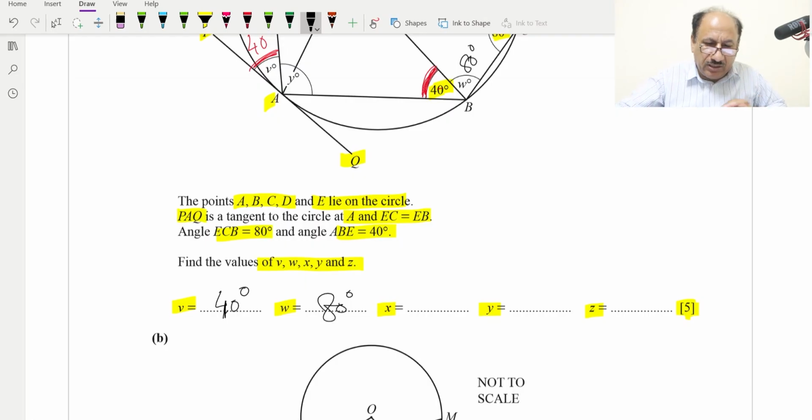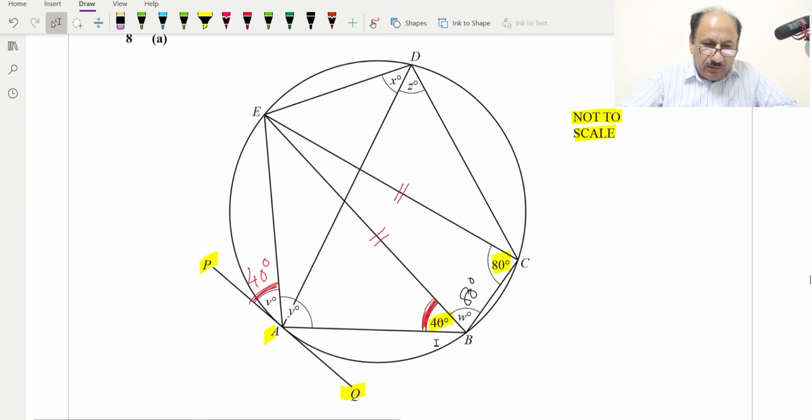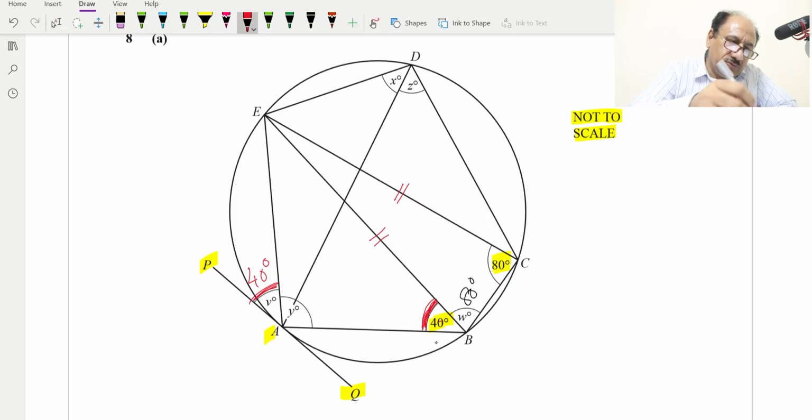So we got this second angle also. Now what else can we find? We can find basically this angle as well. So two angles are 80 plus 80, which will be 160, so this angle will be 20, but this angle is not required.